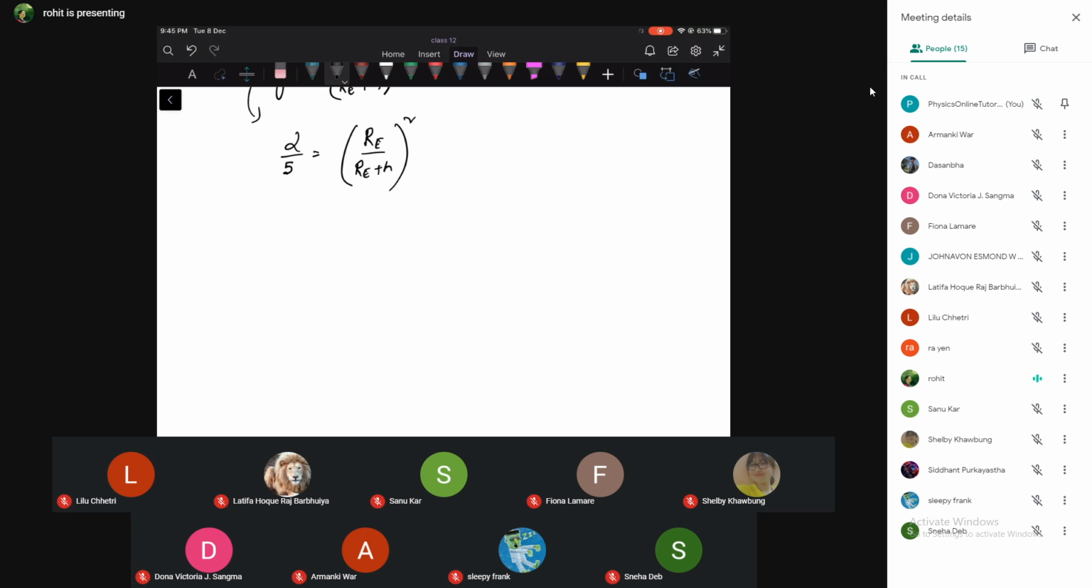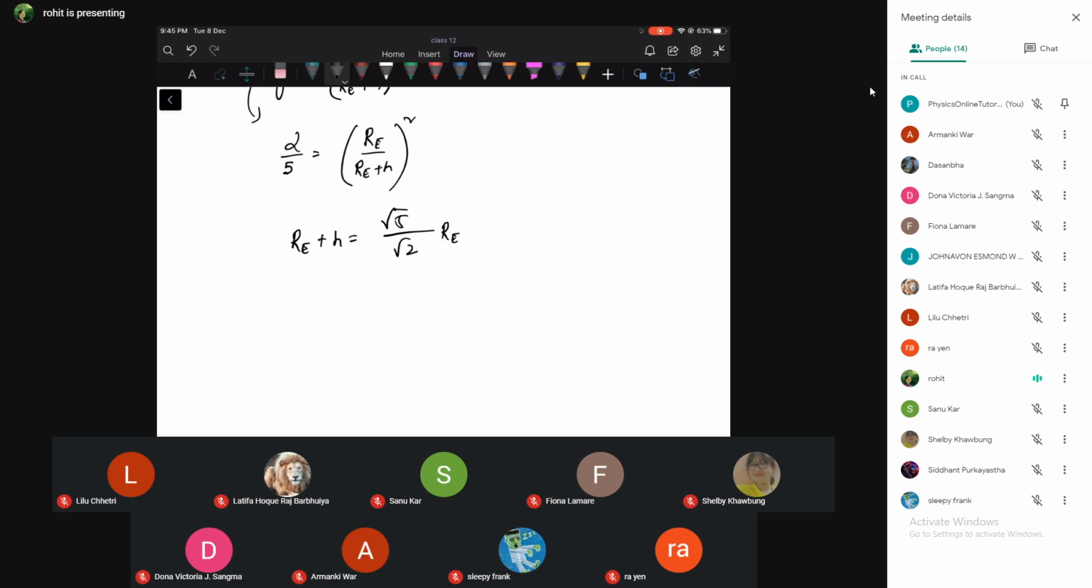When I arrange the terms, I'm just doing it directly right now. Please check the steps in the notes. I'm writing Re plus h will be equal to root 5 by root 2 times Re. This is what we are going to get. I'm not worried about the steps right now. I can give you the steps later.